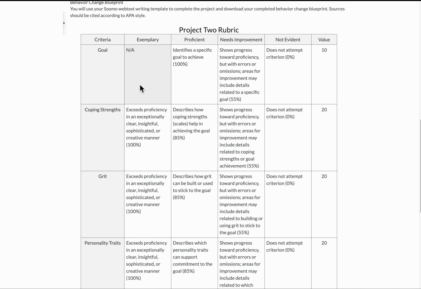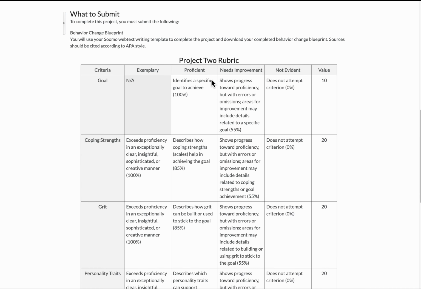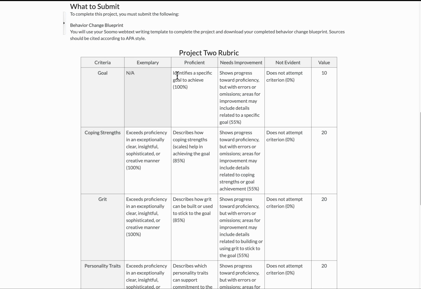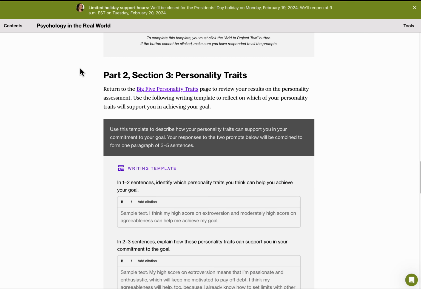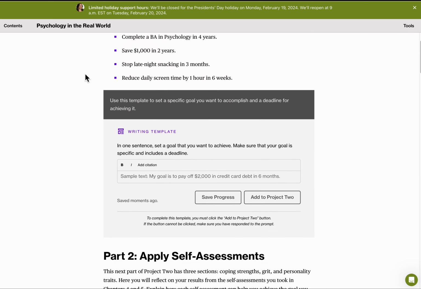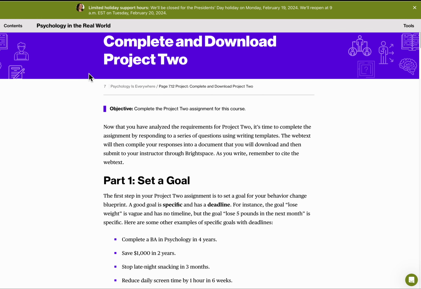So when you're looking at the rubric, which is what I'm always looking at, make sure that you're identifying a specific goal. And even though, is it saying it right here? It's not. But if you go into our book, it gives you more information about this, completing and downloading Project 2. So this is on page 7.12. It's saying set a goal that's specific and has a deadline.